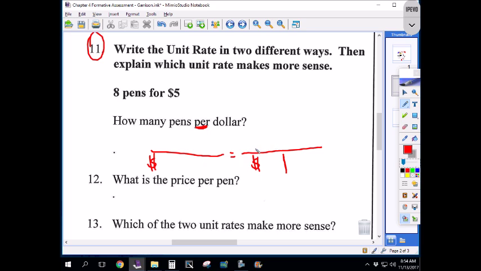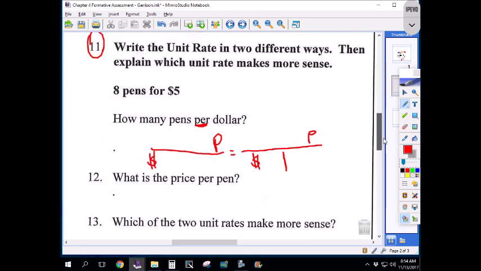Okay, so now we know dollars are on the bottom, pens are on top. If you flip-flop 11 and 12, you're going to mark them both wrong because you're not answering the appropriate question. So, did I skip number 10? Am I on the right one? Okay, I did 10 though, right? Okay. All right, sorry about that.